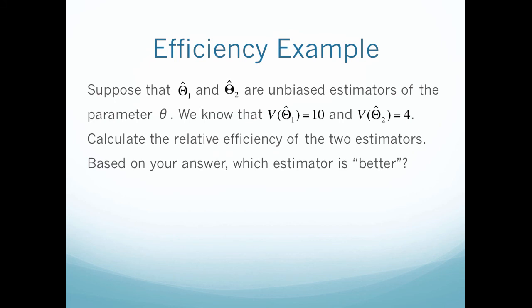Okay, so let's first calculate my efficiency. My efficiency is just 10, the variance of the first, divided by the variance of the second. And notice here we just have a 0 for the bias because these are both unbiased, so there's no bias to incorporate. That simplifies to 5/2. So here the relative efficiency is greater than 1, so we would take the value in the denominator, or the smaller variance. Another way to look at this would be to take the smaller variance of the two.